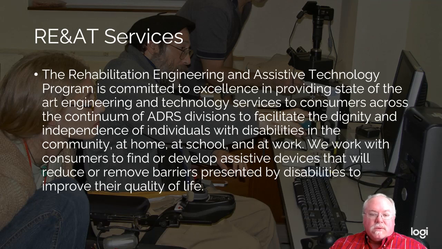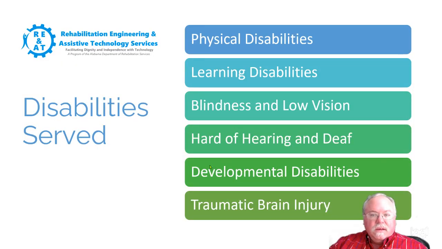We work with consumers to help them find or develop assistive devices that will reduce or remove the barriers presented by disability and improve their quality of life. Some examples of the different types of disabilities our engineers work with include physical disabilities, such as people who use wheelchairs, people with learning disabilities, such as dyslexia or dysgraphia, people with blindness or low vision, people who are deaf or hard of hearing, people with developmental disabilities, and also people with traumatic brain injuries.